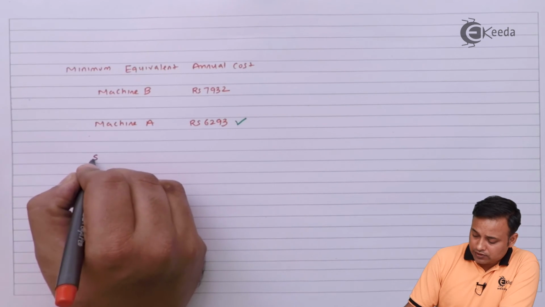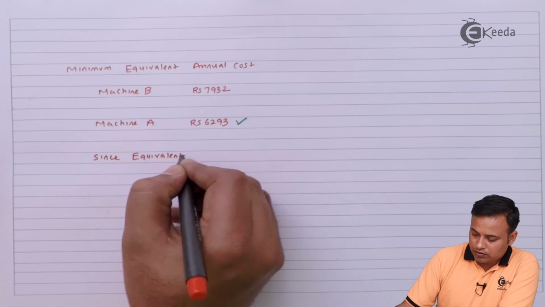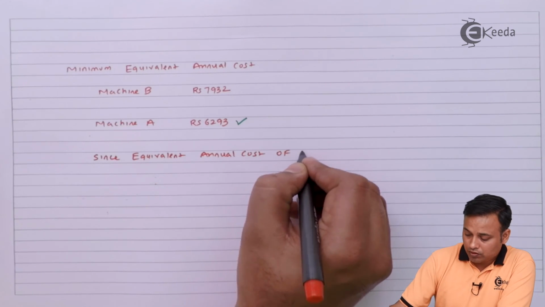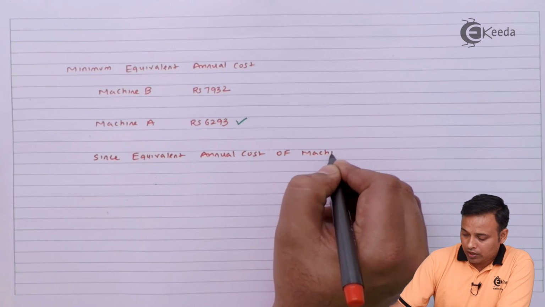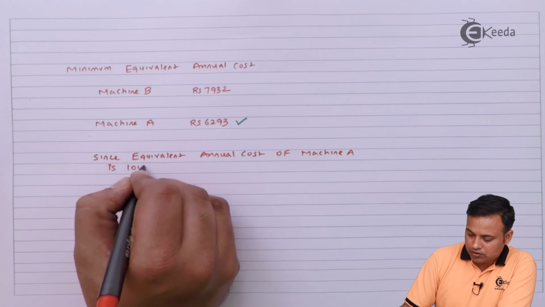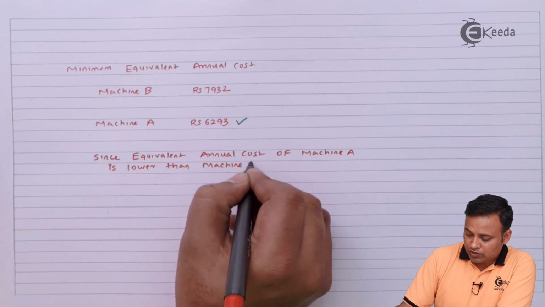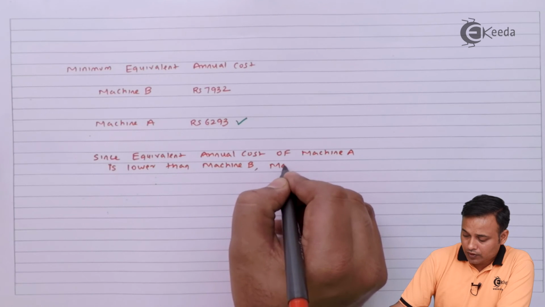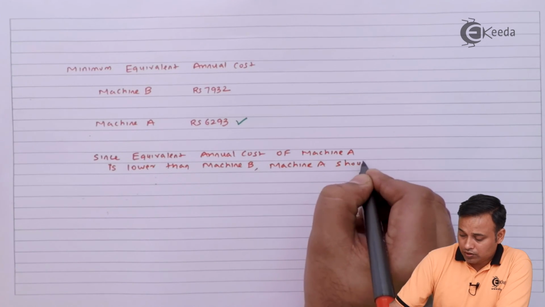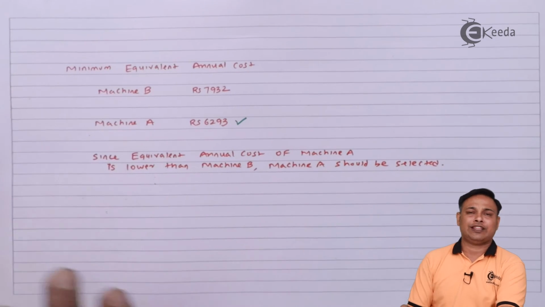कंक्लूजन आएगा सिंस इक्विवेलेंट एनुअल कॉस्ट ऑफ मशीन ए is lower than machine B, machine A should be selected. So this was a lengthy problem.